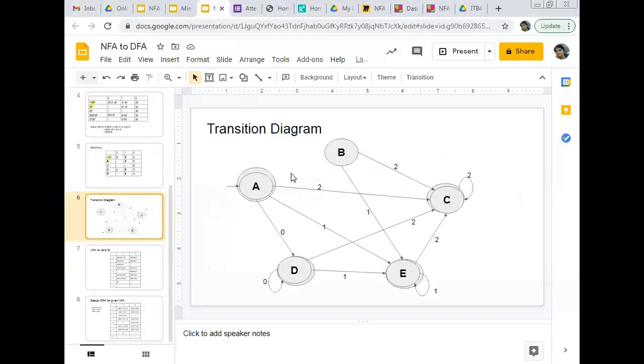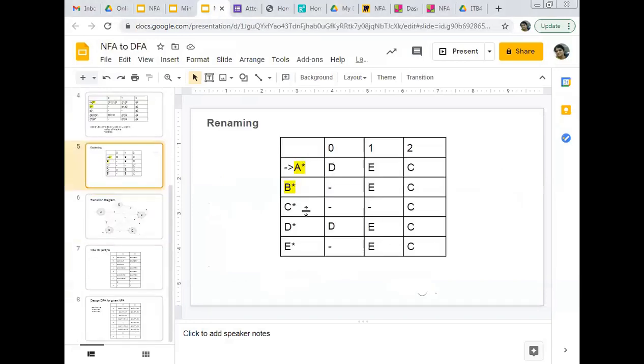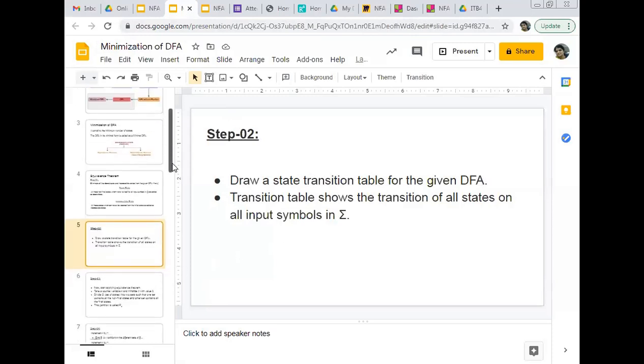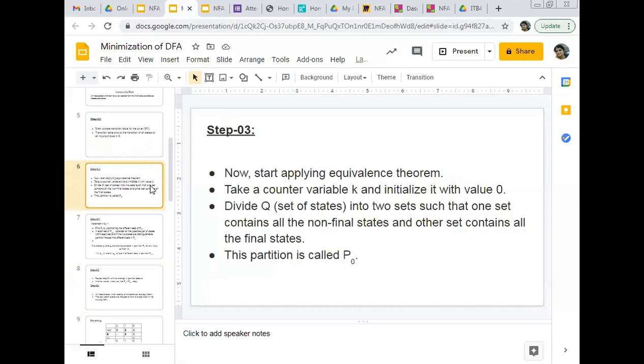After deletion of this, we have to rewrite the state table. Ye wala table abhi B nikal ke hume rewrite karna hai. Okay? Fine? So we have to rewrite it. Draw a state transition table for the given DFA. Okay? Next. Now start applying equivalence theorem.